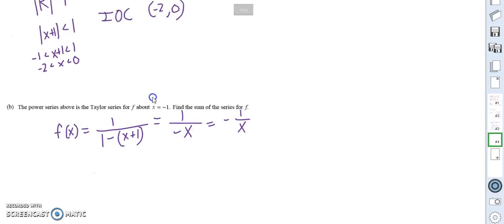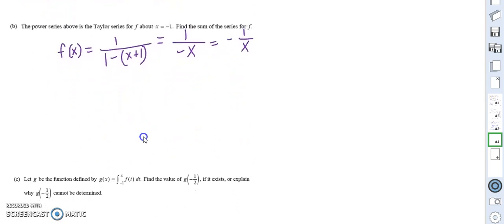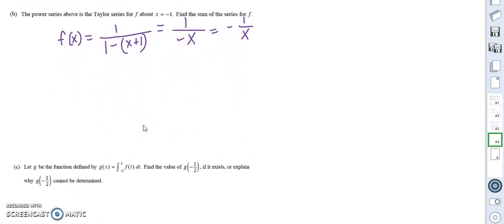I'm liking this question. Part C. Let g be the function defined by the integral from negative 1 to x of f of t dt. Find the value of g of negative 1/2 if it exists, or explain why g of negative 1/2 cannot be determined. So, before I even think about doing the integral, just this second half of it: find if it exists or explain why it might not be able to be determined.